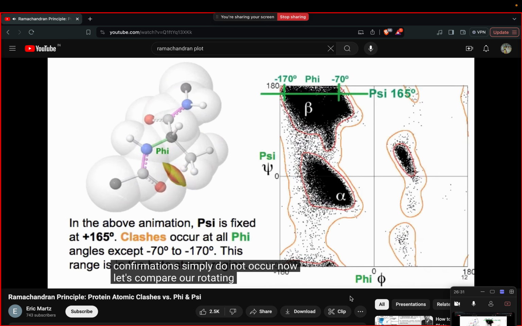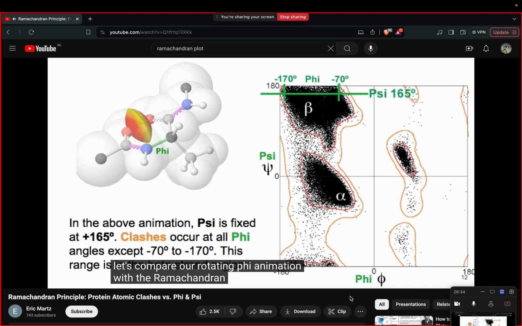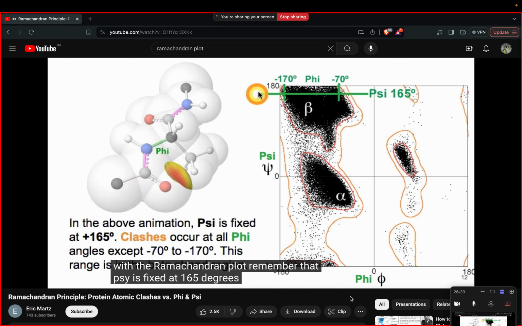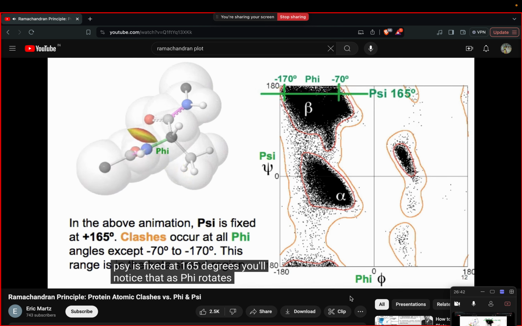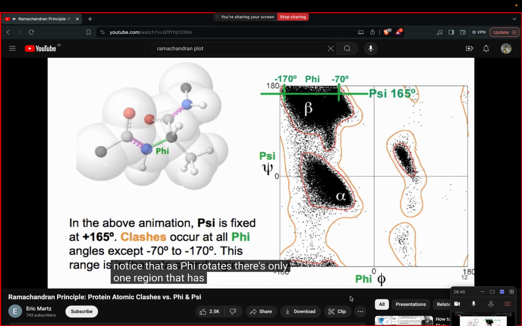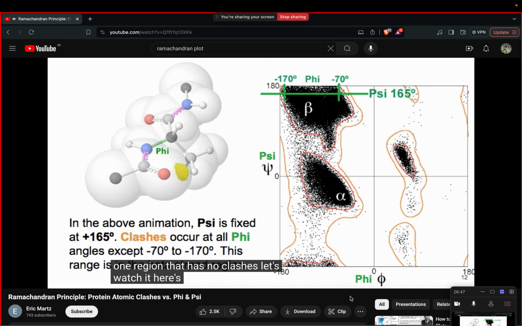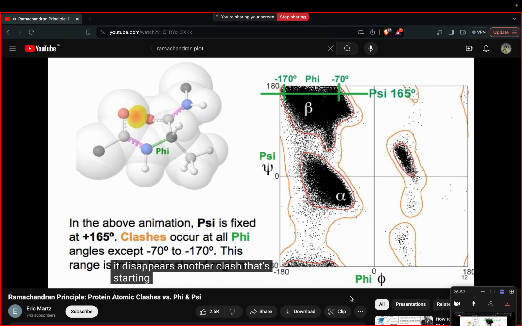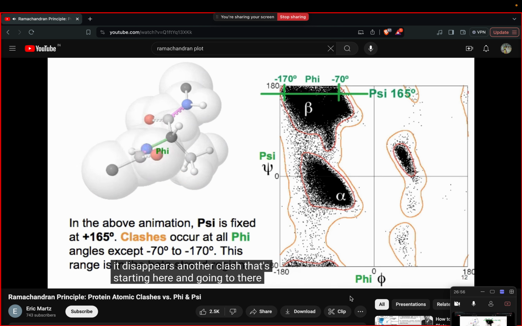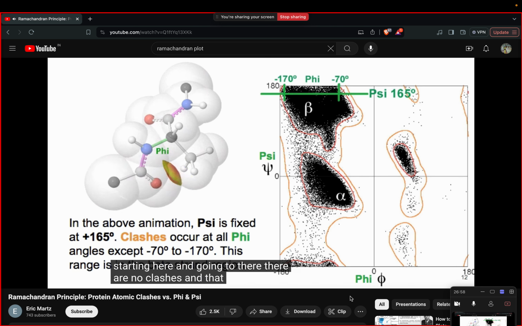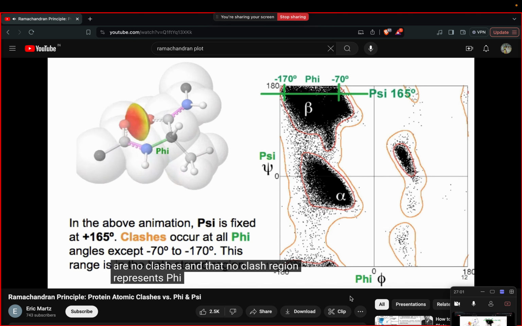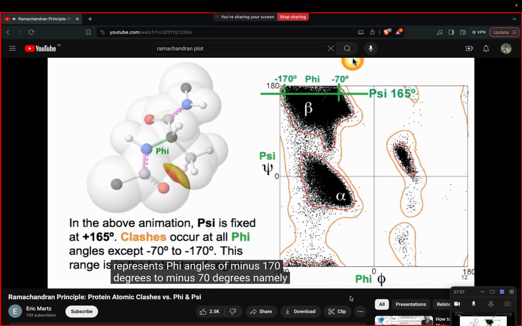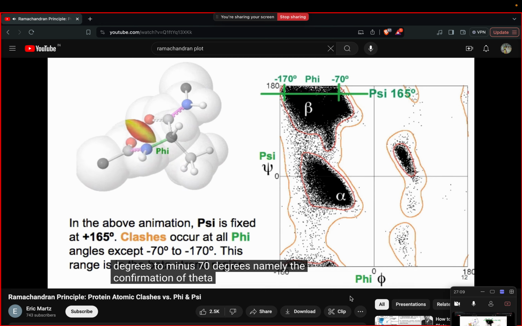Now let's compare our rotating phi animation with the Ramachandran plot. Remember that psi is fixed at 165 degrees. You'll notice that as phi rotates, there's only one region that has no clashes. Let's watch it. Here's a big clash, and just as it disappears, another clash, but starting here and going to there, there are no clashes. And that no clash region represents phi angles of minus 170 degrees to minus 70 degrees, namely the conformation of beta strands.